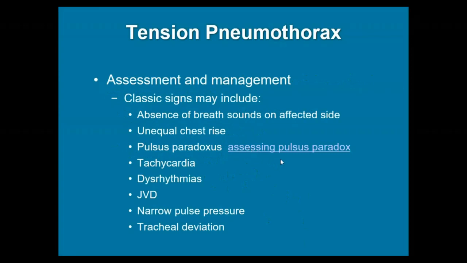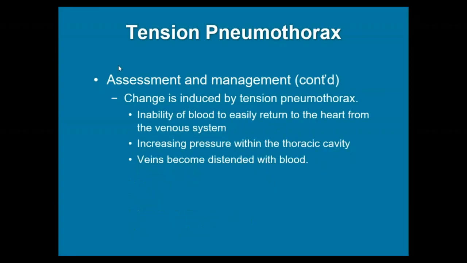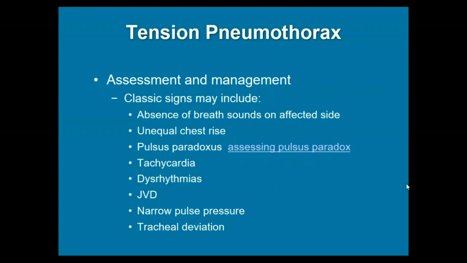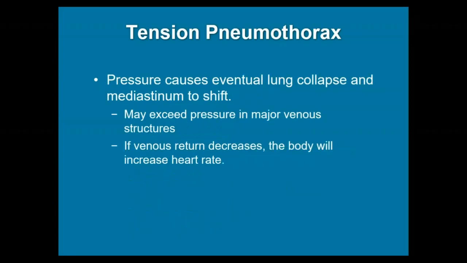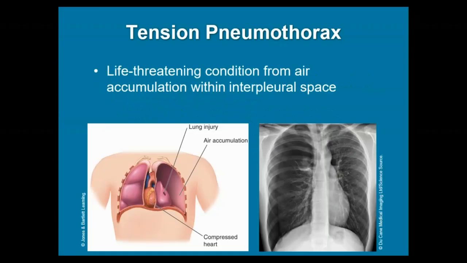I will post that video also of assessing pulsus paradoxus. It's a good video. Pulsus paradoxus on inhalation. You have a 10 millimeter mercury drop. On inspiration, your patient has a 10 plus millimeter mercury drop in systolic pressure. Why is that? Let's get back up here.